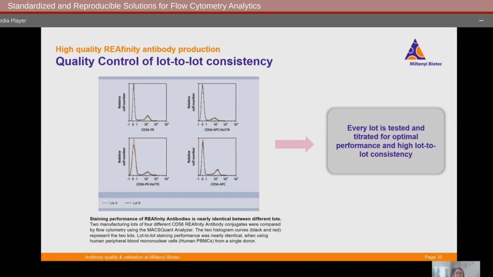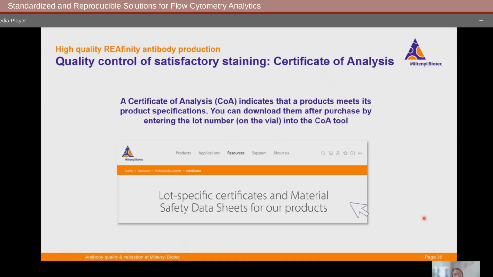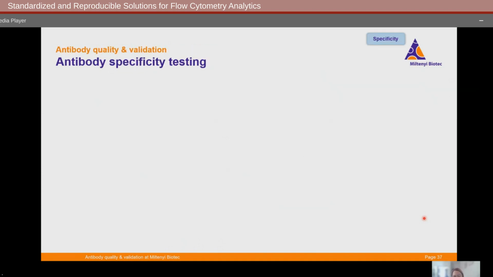This also helps ensure that our customers don't have to perform titrations every single time they use the exact same antibody. We also have a very easily accessible C of A portion of our website where, after purchase, you can look up your respective lot and get your C of A and more information on that particular product. So I'm going to go a little bit into antibody specificity testing.